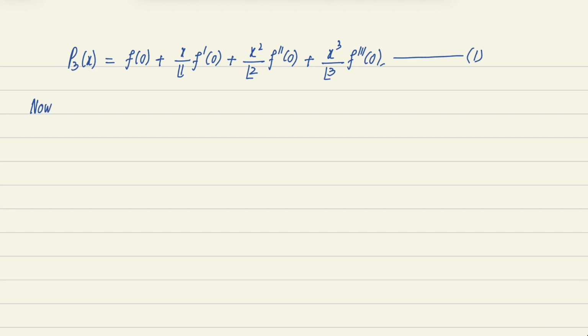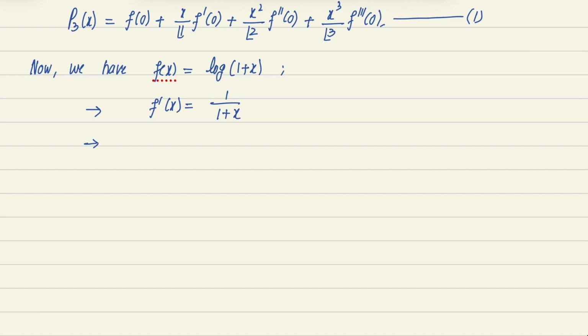So now we have f of x is equal to log of 1 plus x. So this gives f dash of x is equal to 1 divided by 1 plus x, because the derivative of log of 1 plus x is 1 by 1 plus x. Now this further gives the second derivative at x, which is equal to minus 1 divided by 1 plus x whole square. And similarly this gives the third derivative at x, which is equal to 3 divided by 1 plus x whole cube. So these are the first three derivatives of f of x.